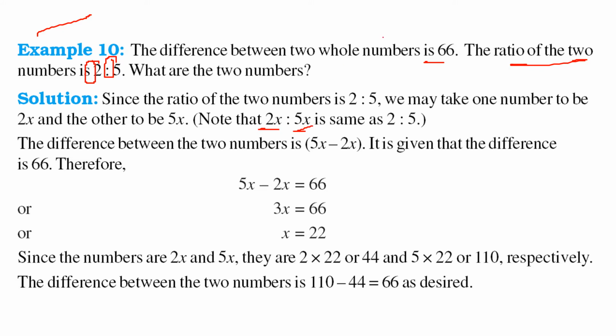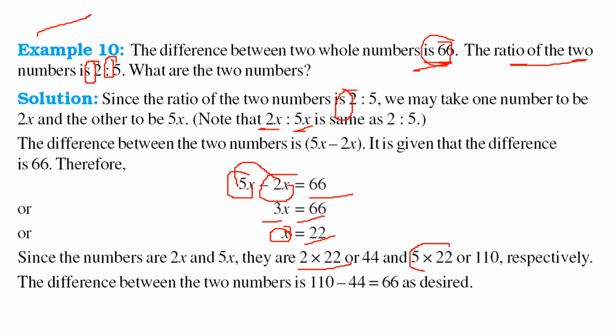Now the difference between these numbers is 66. 2x will be the lesser one, and the difference is positive, so you have to take 5x minus 2x is equal to 66. 5x minus 2x is what? 3x. 3x is equal to 66. And when you solve for x, you get 22. So once x is 22, you can find 2x as the first number, that is 2 into 22, that is 44. And the second number will be 5 into 22, that will be 110. And the difference between these two numbers is 110 minus 44, that you can check, it is 66 only.